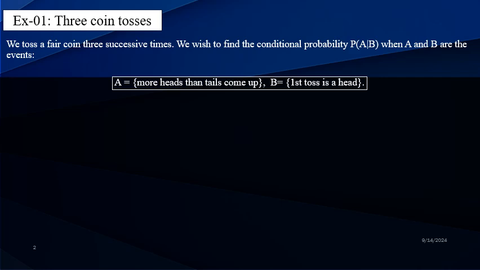In that experiment, the three coin tosses, we are introducing events like A, which talks about more heads than tails coming up. The number of heads is greater than the number of tails. That defines one event, one statement. Another statement is that the first toss is head. That defines the second event, B. The first event is defined by the statement more heads than tails come up. We define an event by a statement.